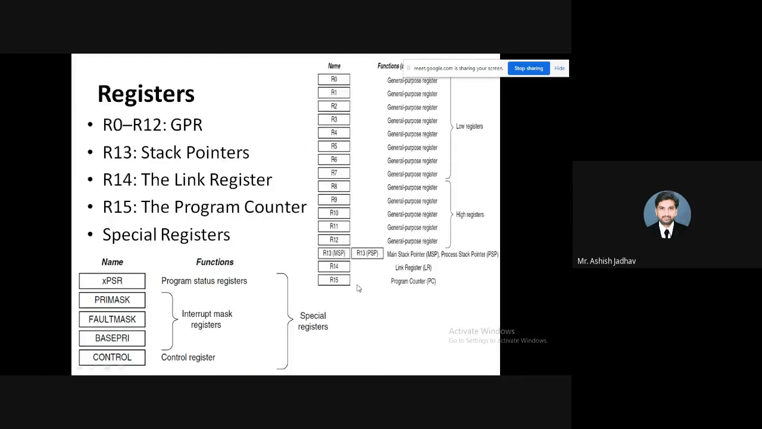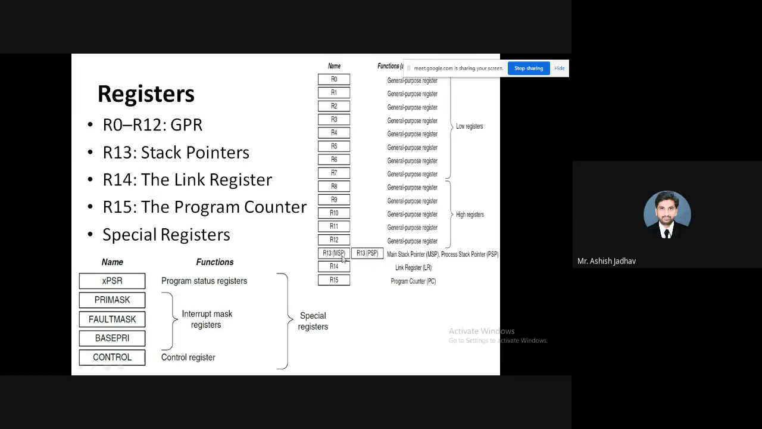And we have those 16 registers, right? R0 to R12 are general purpose registers. Some of them are called low registers and some are called high registers, right? The partition is at R7 and R8. Then we have R13, which is actually a stack pointer, but it is a shadowed version. That means there are two stack pointers, but only one is visible at a time. By default, the main stack pointer is visible.